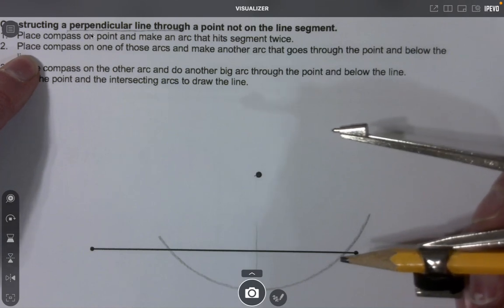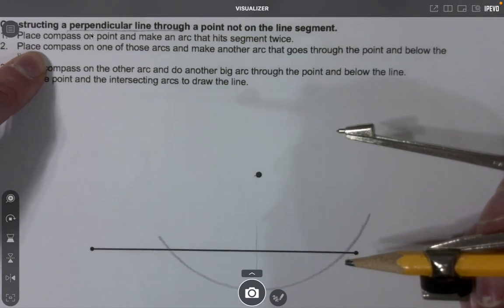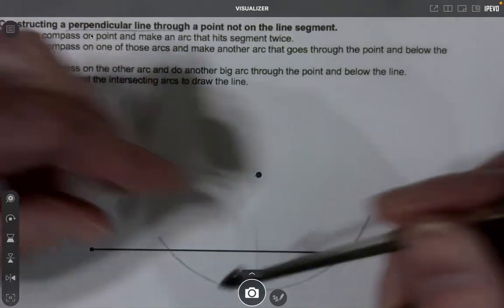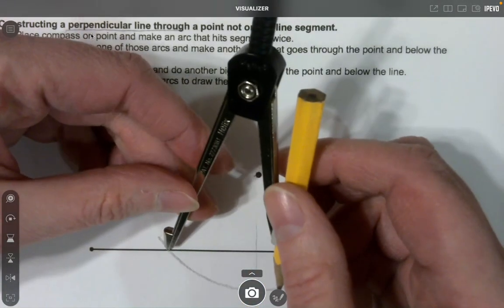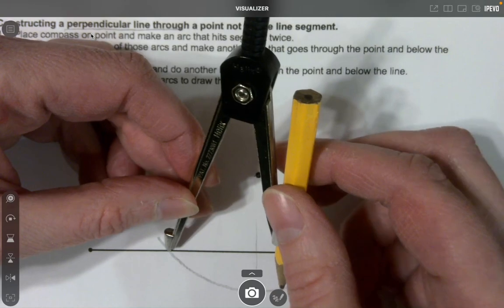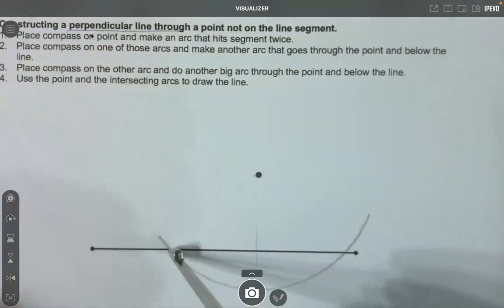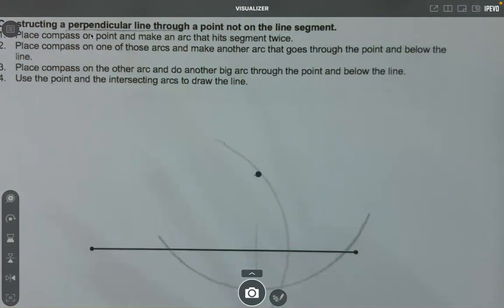Now I'm not going to move my compass. I'm leaving the compass the way it is, and I'm going to place it on one of the intersections and make another arc that goes through the point but also below the line. So I'm going to put my end here, and again, we're not moving our compass. So I've got my compass point on one of those 2 intersections, and I'm going to sweep a big arc through here, and you can see it goes through that point I already have.